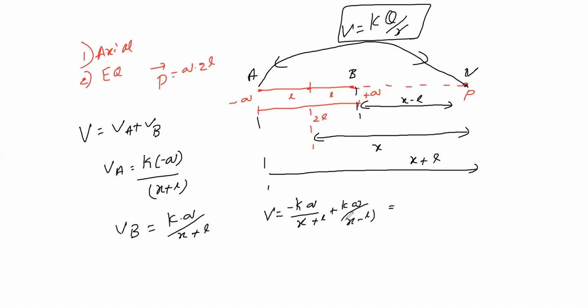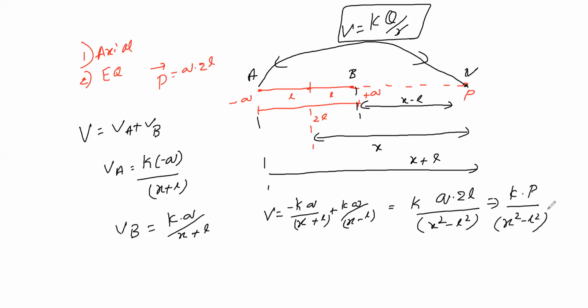From these two relations, I take KQ common. After taking KQ common and doing the cross multiplication, I will write only the final equation. So it is nothing but KQ into 2L by X square minus L square, that is A square minus B square. Q into 2L is nothing but the dipole moment, so it is KP by X square minus L square.